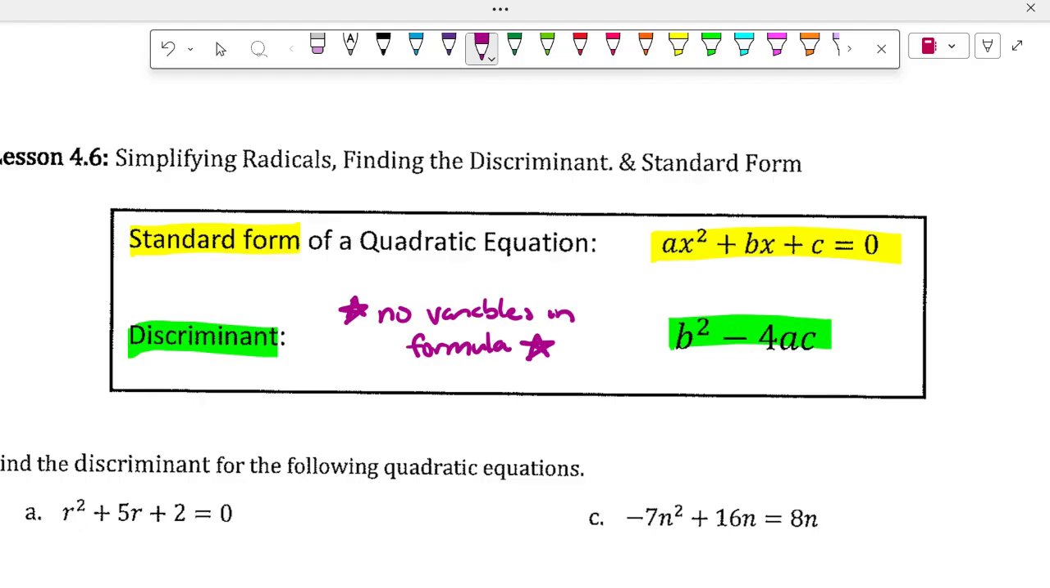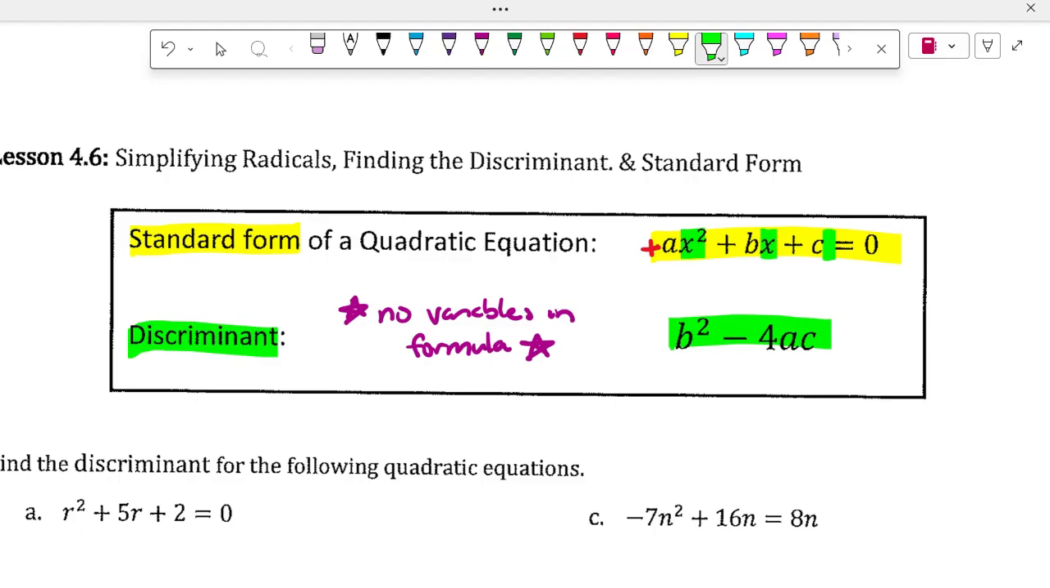It's just numbers. Now, when you move things around the equal sign, there's also a couple of things to keep in mind. Your a value should always be positive. So if your a value is not, you need to move whatever side the a value is negative on to the other side, whether that be the right or the left. Another thing to note, a is always connected to x squared. b is always connected to x, and c is always the constant, so no variable.